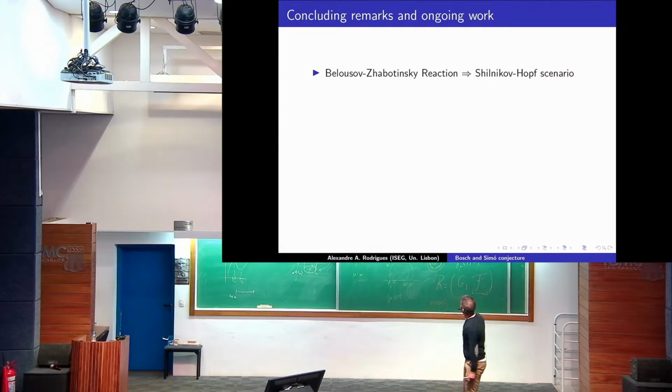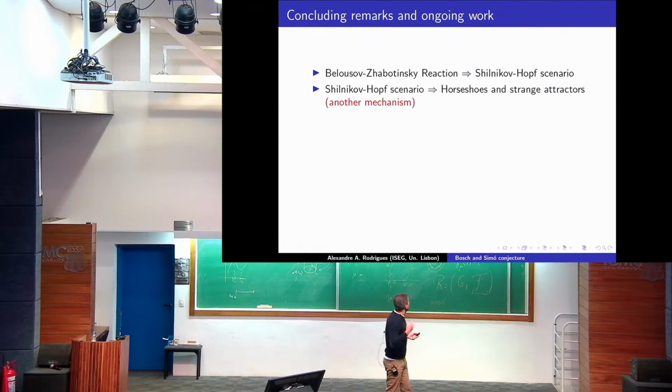So, in terms of concluding remarks, what are the goals of my talk? Basically, the motivation was the Belousov-Zhabotinsky reaction that gives rise to a Shilnikov-Hopf scenario. In my research, my starting point was the Shilnikov-Hopf scenario that gives rise to horseshoe and strange attractor, and basically this provides another mechanism to obtain a strange attractor.